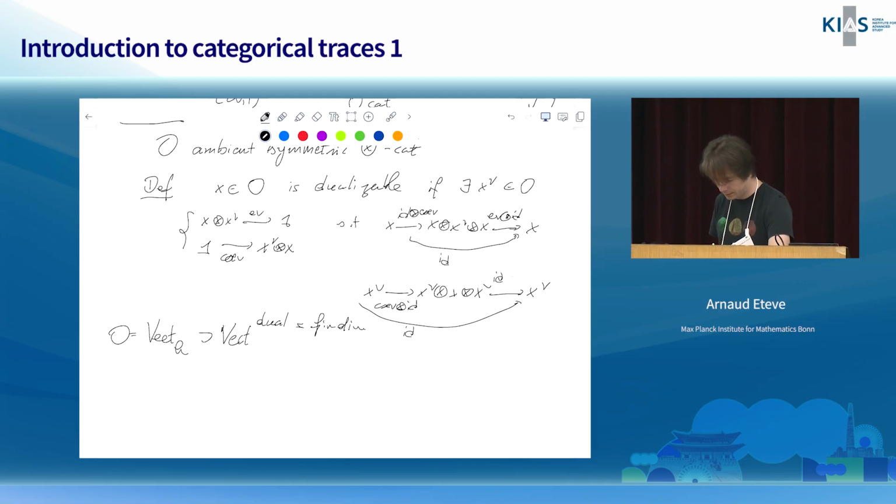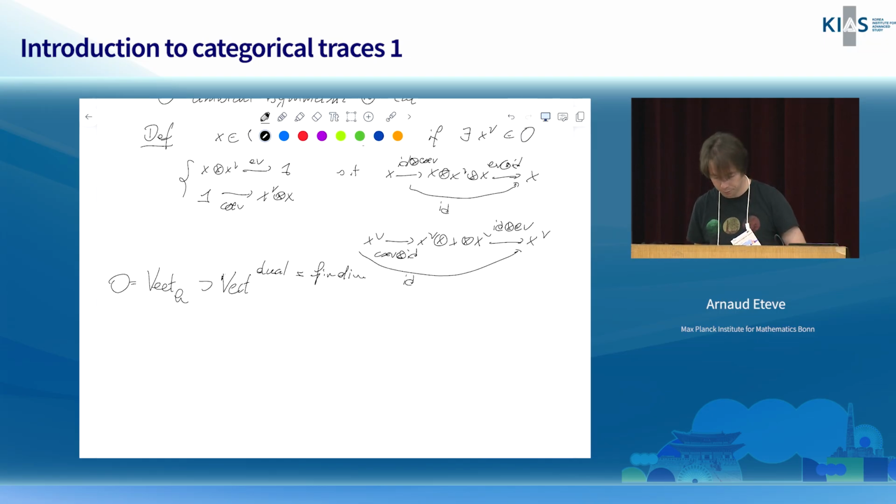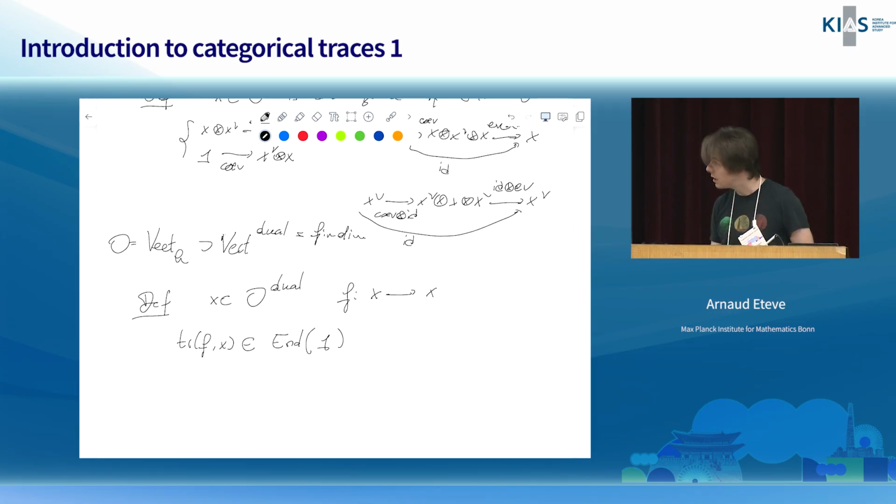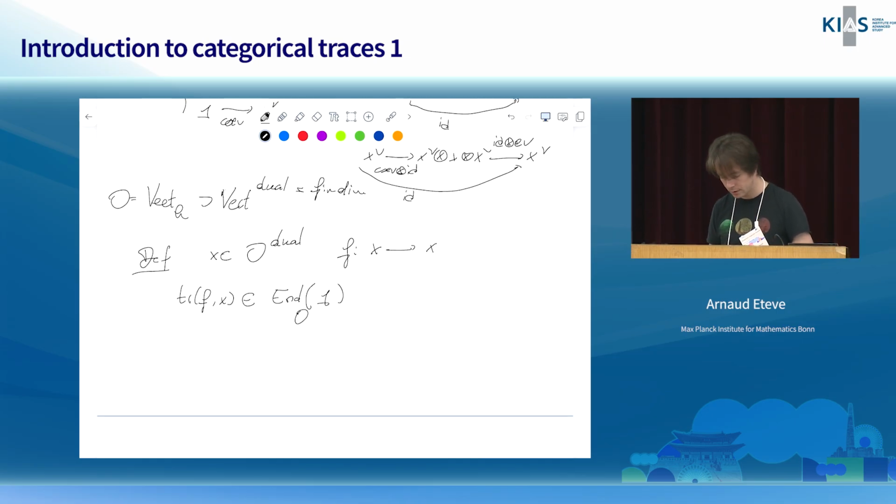So identity tensor F. Okay, and then the second definition. If I take X in O, some dualizable object, and F some endomorphism, I can define the trace of F on X as an object. It is going to be an object in the endomorphisms of 1 in O, and it's going to be the following composition.